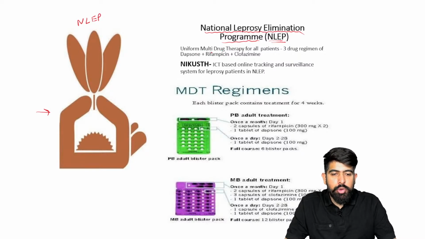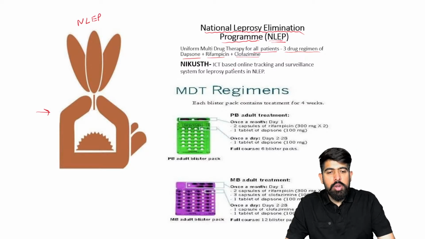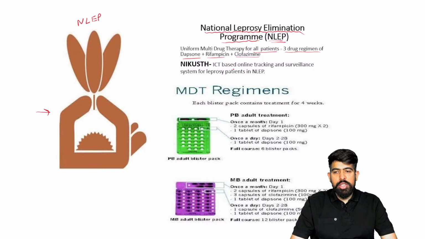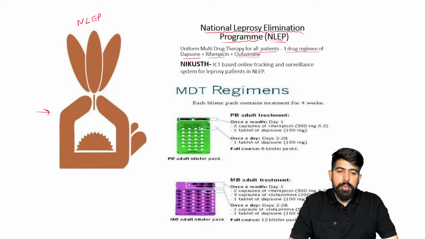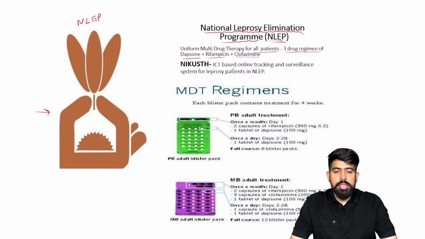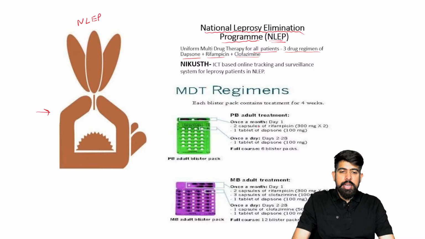And this is the uniform multi-drug therapy for all patients. The three drug regimen like your dapsone, rifampicin, and clofazimine. So this is the three drug regimen under this program. So this is giving you the uniform multi-drug therapy. And what is in this multi-drug therapy? Yes, importantly the three drug regimen, right? Dapsone, rifampicin, and clofazimine.